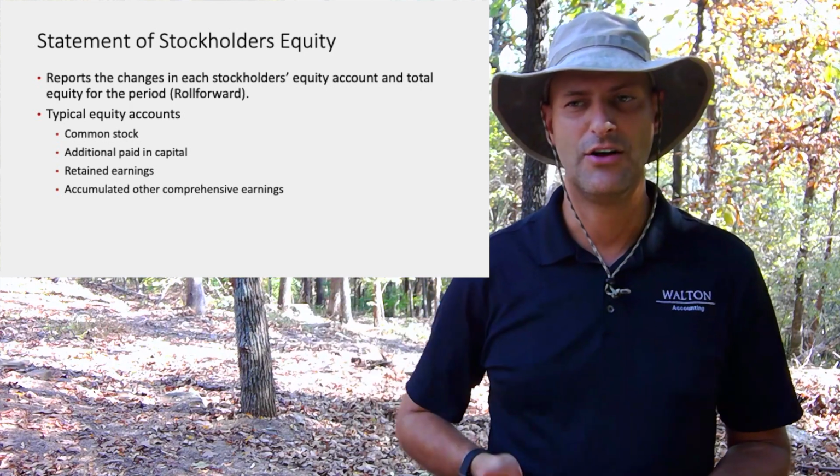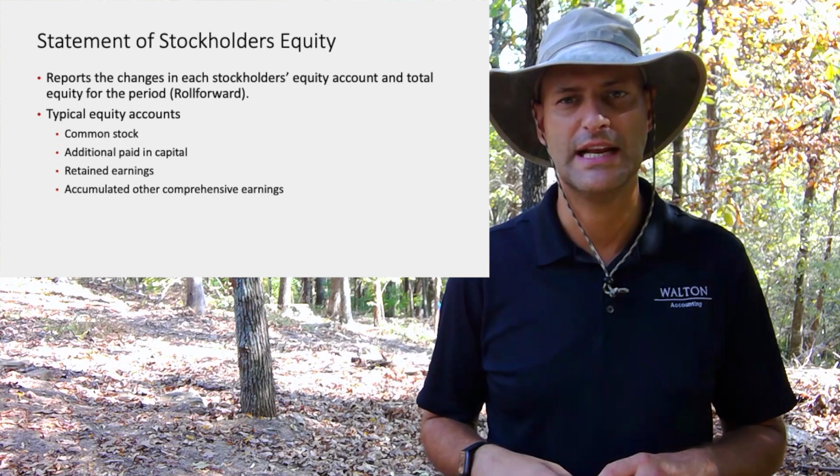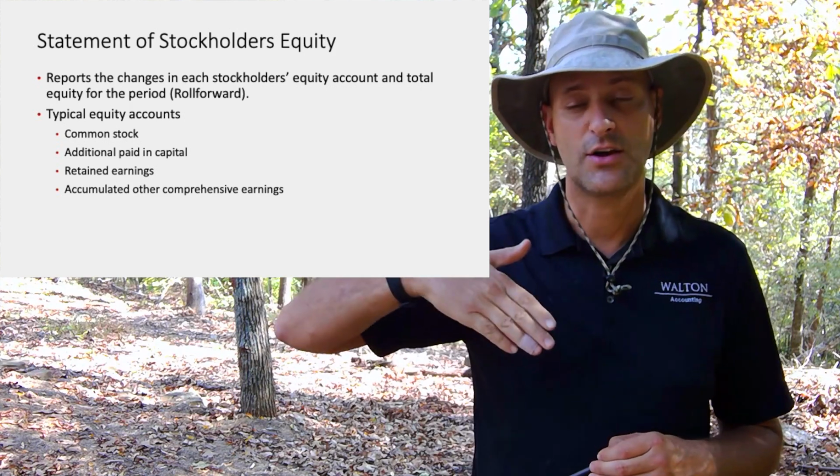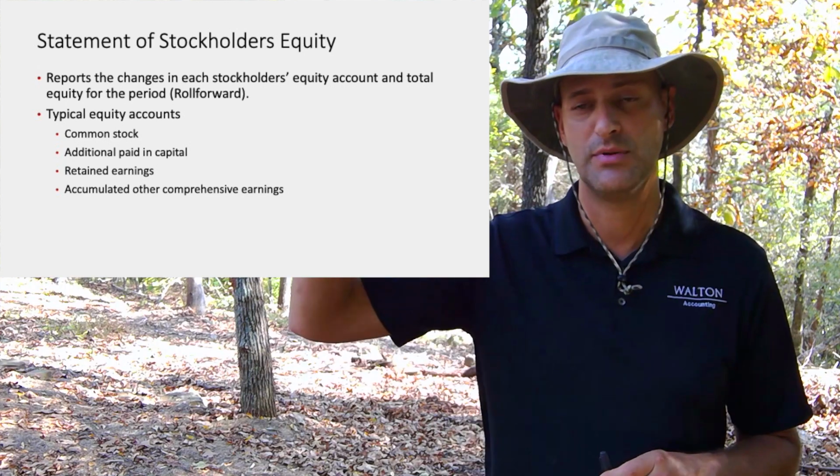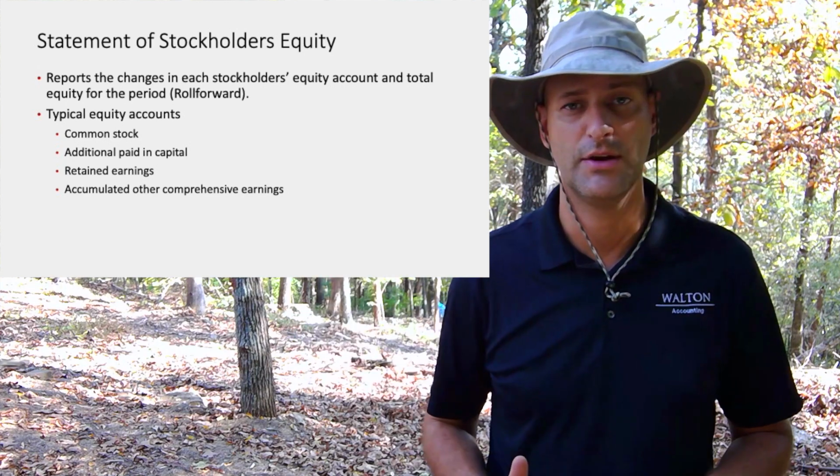So we take dividends out. Those are usually the only two things that change retained earnings. So on the statement of stockholders' equity, the column that has retained earnings in it would say beginning retained earnings plus net income minus dividends gives us ending retained earnings.